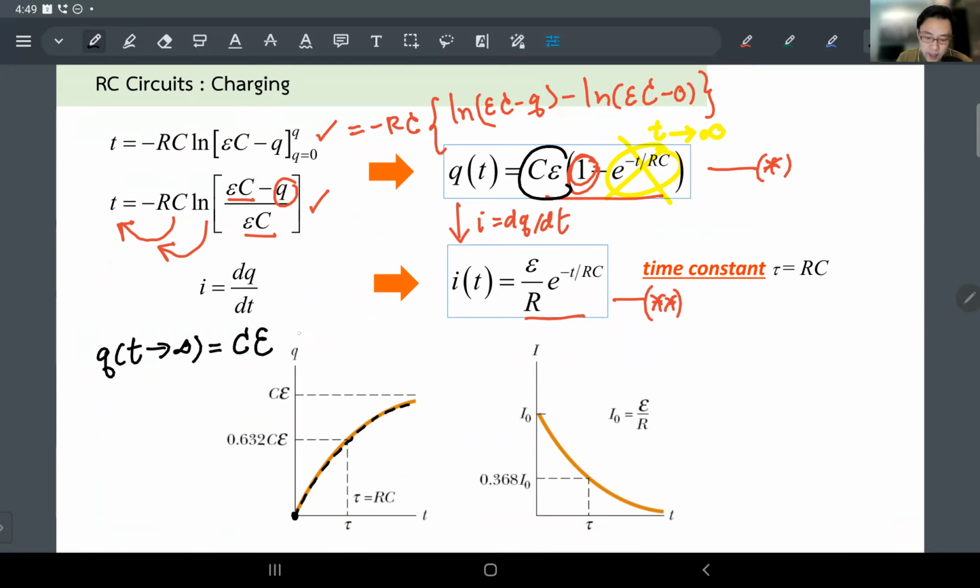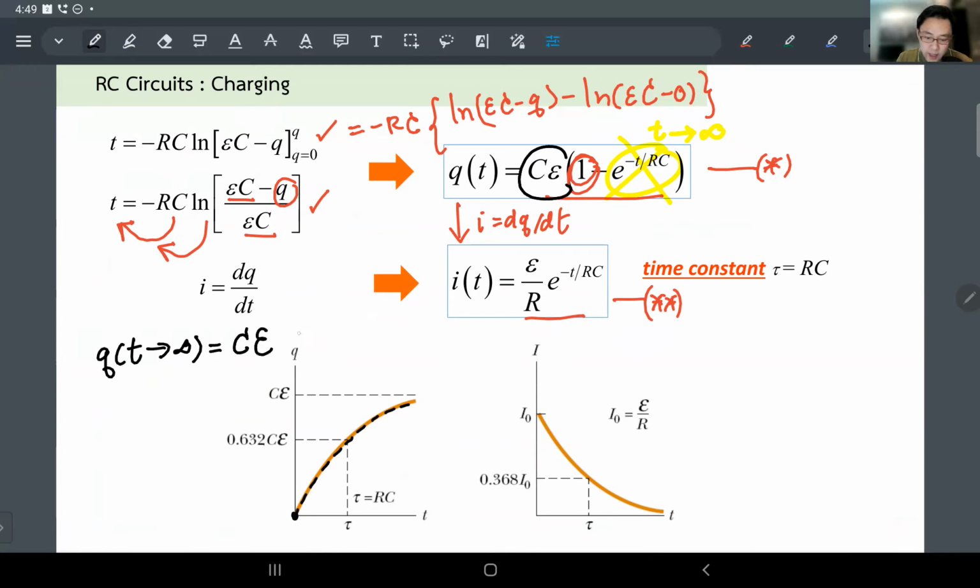Asymptotic value. This curve right here is approaching CE. So your C times E is supposed to be the highest charge that the capacitor is going to get. But you have to wait. You're not going to get things charged up right away. It takes time. How long? That's the question. How long does it take for you to charge up?